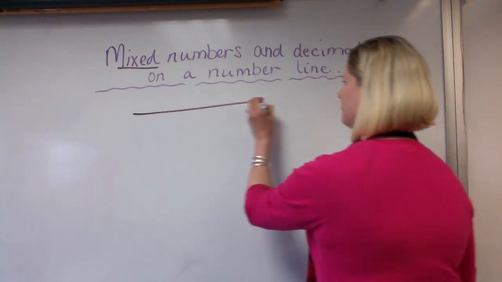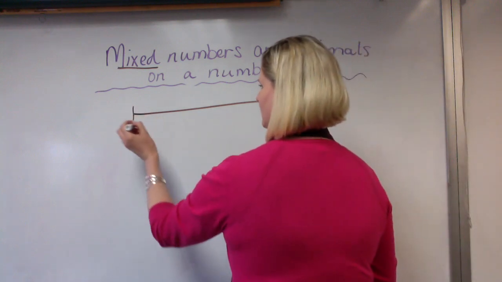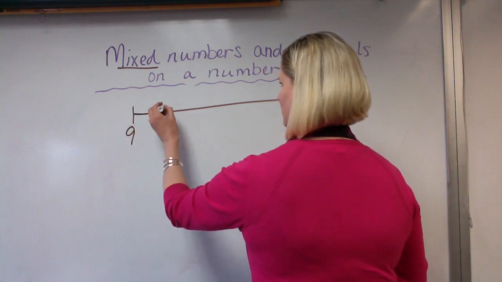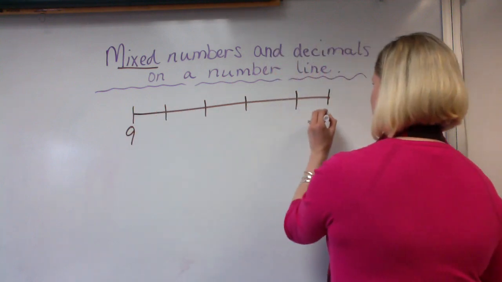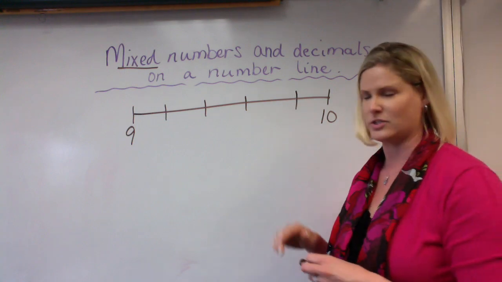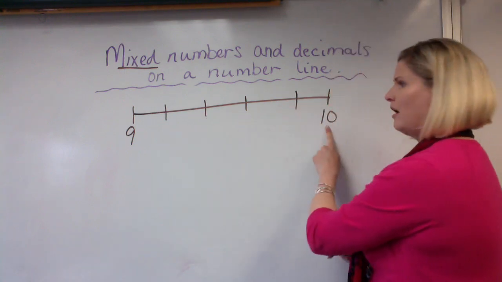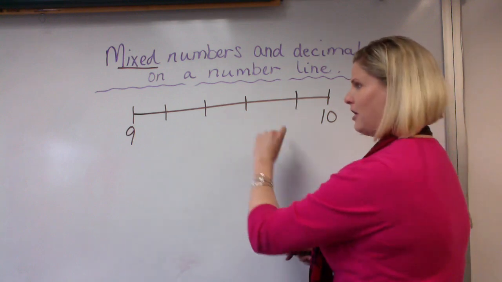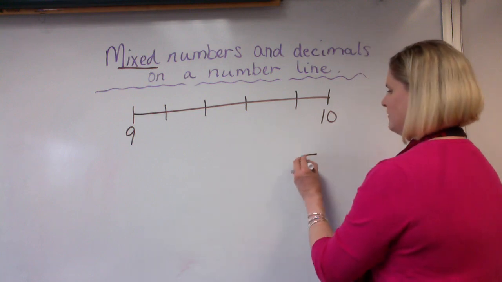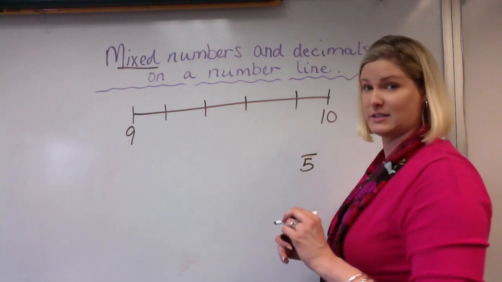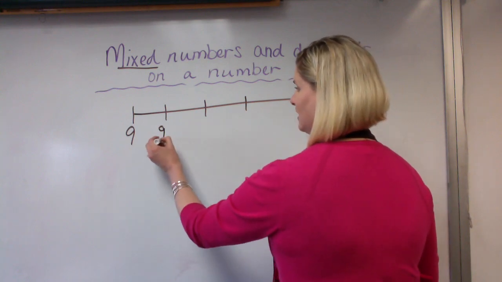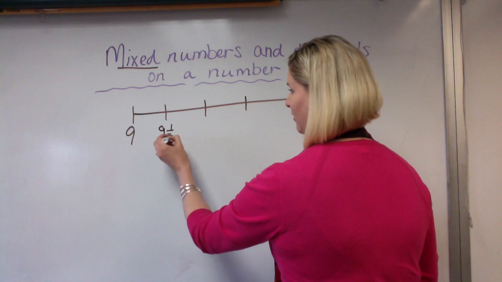So let's say we have, let's do 9 this time, and then our 10 over here. Now, we don't have 10 notches. How many notches do we have? We have 1, 2, 3, 4, 5. So remember, when you count the notches, that will represent your denominator on any fraction that you're using. So we've got a denominator that is 5 here, so let's keep that in mind. Since we have 5, then we know this is going to be 9 and 1/5 for our fraction.